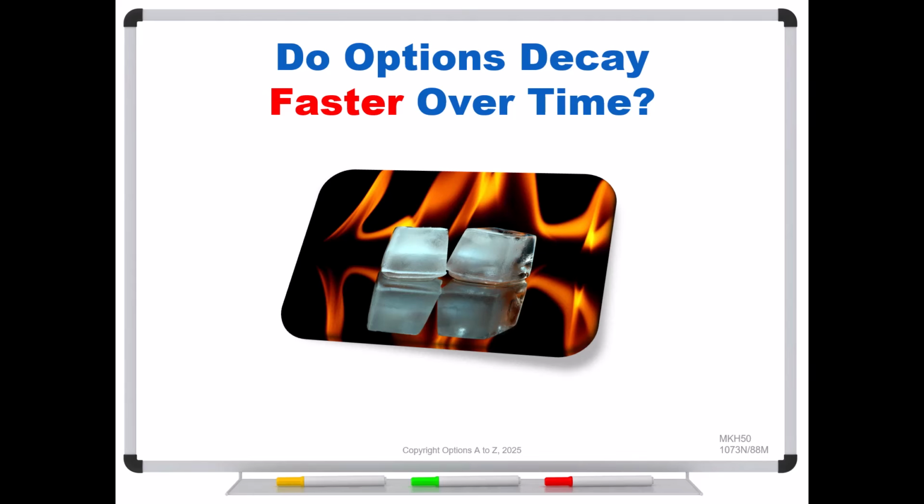Happy Monday. And I've got a really cool thought question for everyone. Do options decay faster over time? I want you to think about that for just a moment. I already know the answer because I've asked this thousands of times in classes, and the answer is always the same. Well, of course they do. As we get closer to expiration, they start decaying faster, and that becomes a risk.